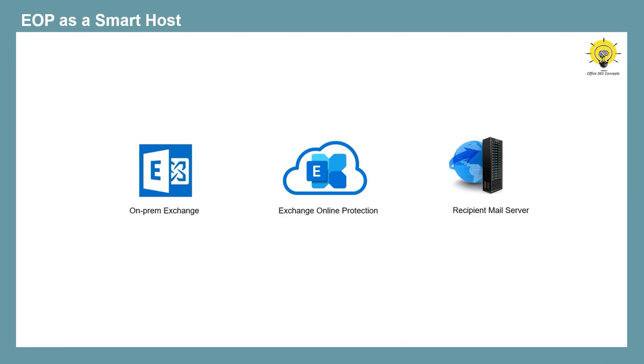Same way, if you send an email to the internet, that email will first go to EOP. It will apply outbound spam filter policies on that email, and then the email will be delivered to the recipient email server. But any email that you send among internal users will be processed and delivered by the on-premise Exchange server itself. Now let's talk about the prerequisites.